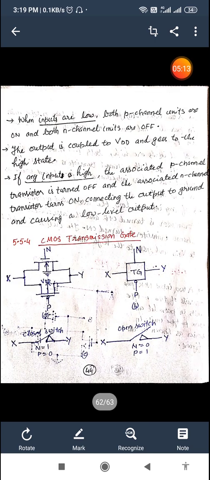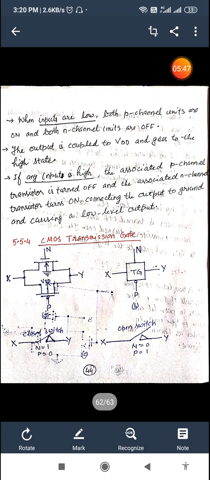Now, come to the last application of this CMOS, the transmission gate. See the figure. Basically, the transmission gate is essentially an electronic switch that is controlled by an input logic level. Figure A shows the basic circuit of the transmission gate. The transmission gate is formed by one N channel and one P channel MOS transistor connected in parallel. The N channel substrate is connected to ground and the P channel substrate is connected to VDD.